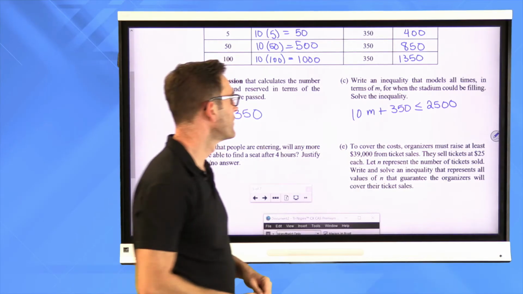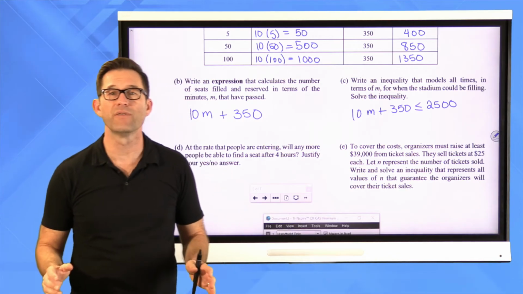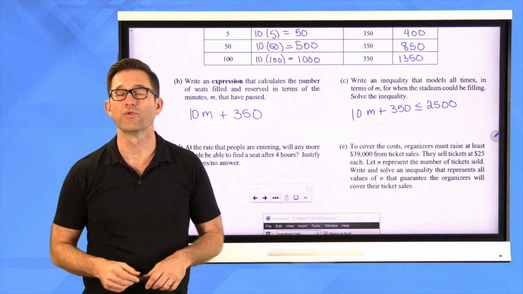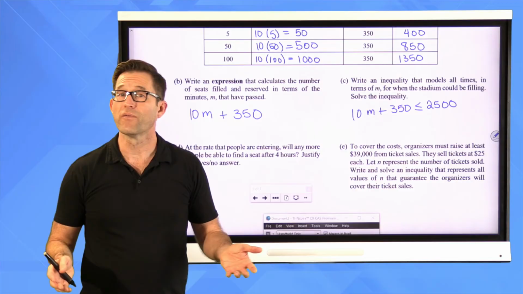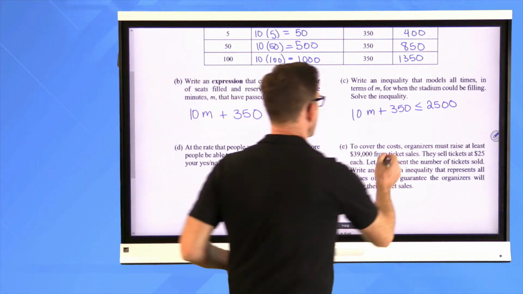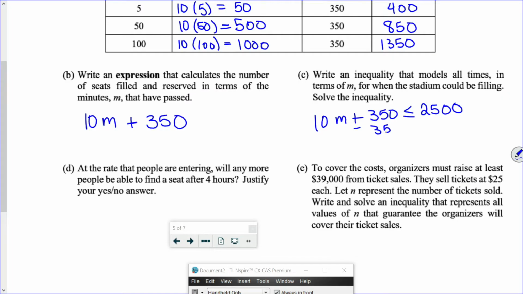All right, 10m + 350 ≤ 2,500. Now I can solve this. It's not too bad, right? I'm just going to subtract 350 from both sides. I didn't give you a lot of room here to do this.